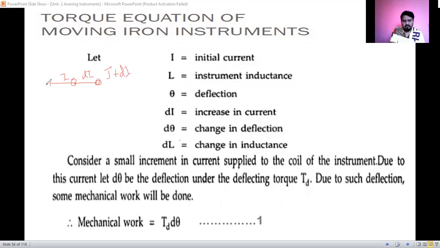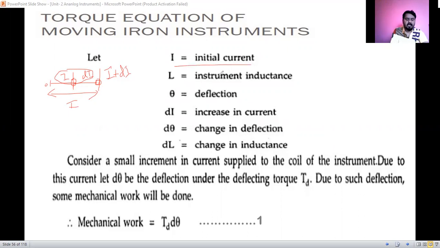From 0 to I, and from I onward is the change of current we are considering. So the total current from here to here is I plus dI. The total current is I plus dI, and the initial current we are considering as I.